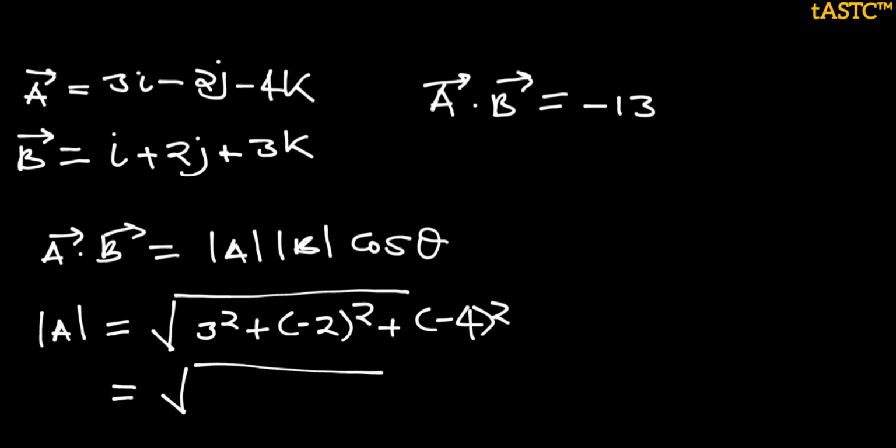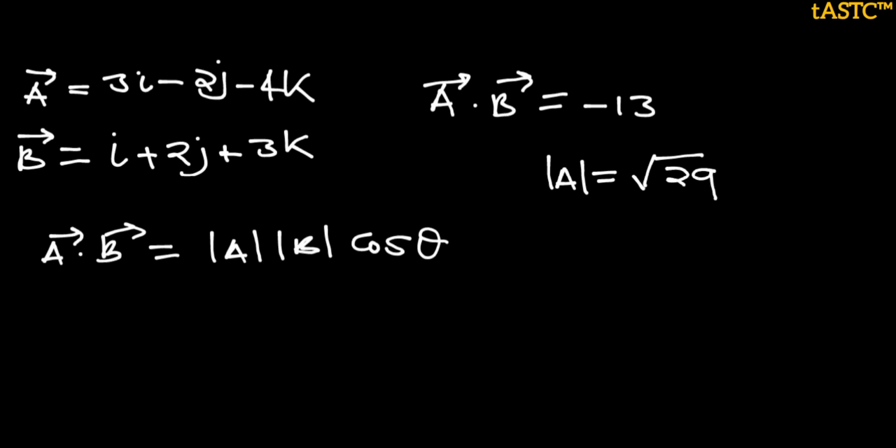This is going to give us a 9. This gives us a 4. This is going to give us a 16. Now 4 plus 16 is going to give us 20. So we get 29. This is 9 plus 20, which gives us root 29. Therefore, the absolute form of the vector a is equal to root 29.